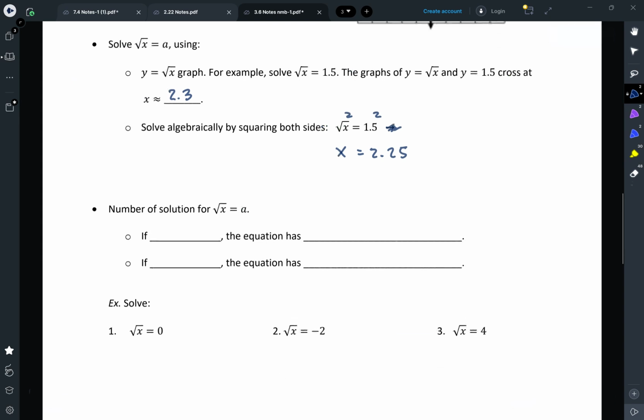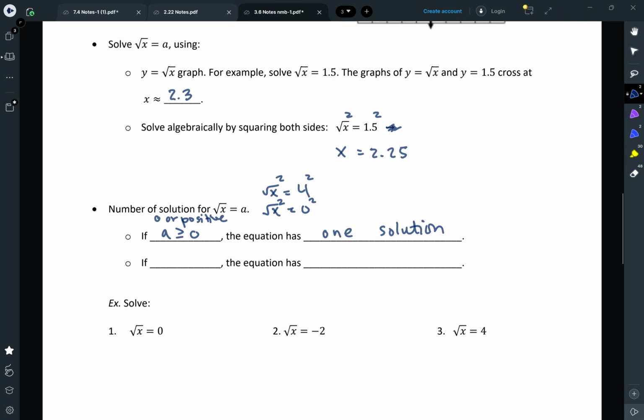Number of solutions. So if I have 0 or a positive number over here for a, I'm going to have just one solution. So let's think about how if square root of x equals like 4, or if square root of x equals 0, I can square both sides. I'm just going to get one answer. Things are going to work out. So if we have 0 or positive, the way I would write 0 or positive is a greater than or equal to 0.